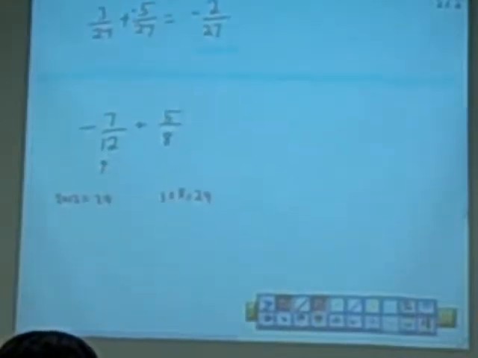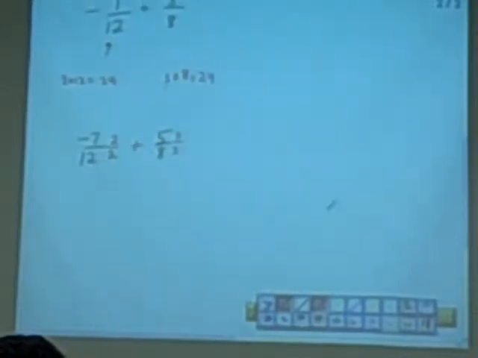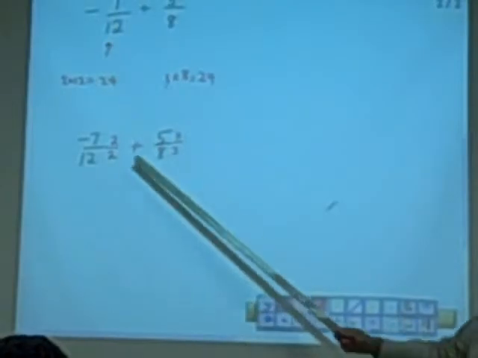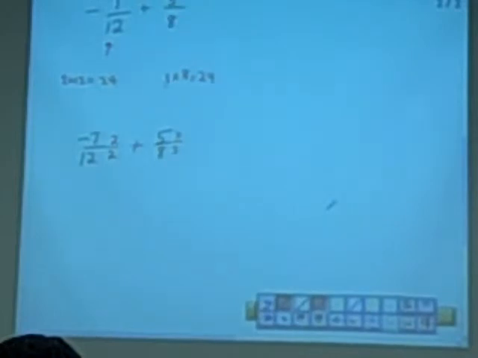So that means we're going to multiply -7/12 times 2/2 plus, and then the 5/8, what do you think we're going to multiply there? 3/3. Okay? So that's an easy way to start calculating out. Start with the largest denominator and start multiplying with 2, and then work your way up from there.